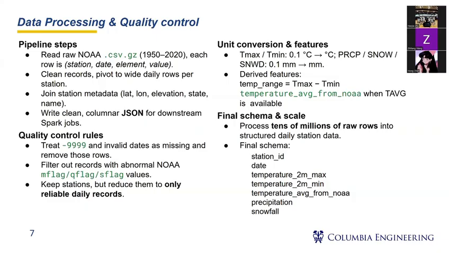For quality control, we treat -9,999 and invalid dates as missing and remove them. We filter out abnormal NOAA flags like M flag, Q flag, and S flag. We also convert units. Maximum temperature and minimum temperature are stored in 0.1 degrees Celsius, so we convert them to degrees Celsius. Precipitation and snow are stored in 0.1 millimeter, so we convert them to millimeter. We also create derived features, like the temperature range, and use average temperature.